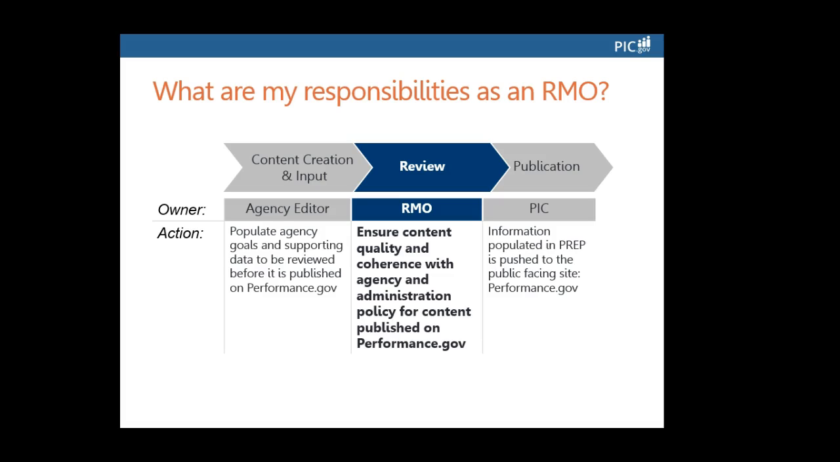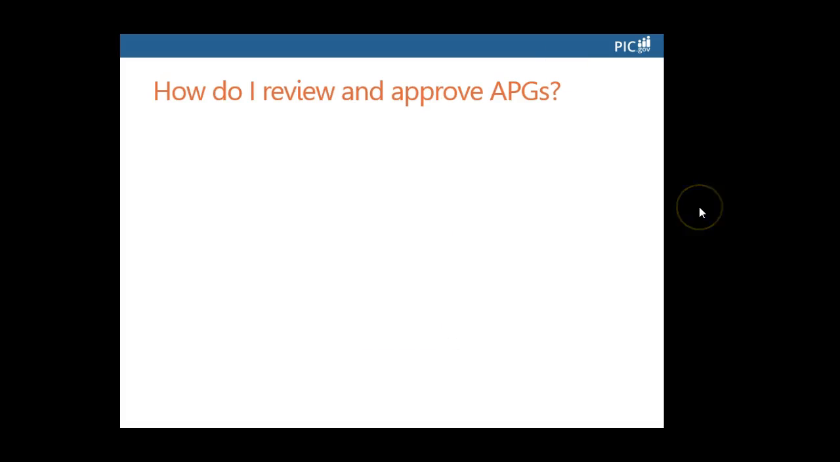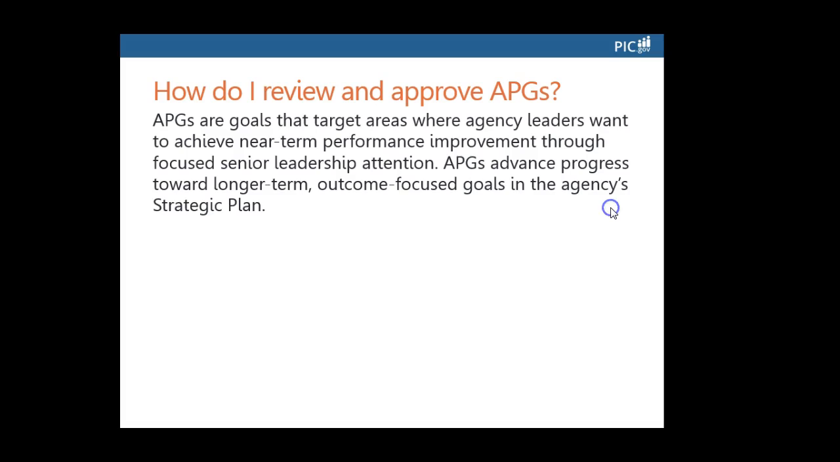While RMOs are responsible for reviewing agency information before it is published to Performance.gov, this tutorial will focus on demonstrating how to review agency priority goals, compare changes from previous submissions and reviews, and create reports to allow for easier review of agency information. How do I review and approve APGs?